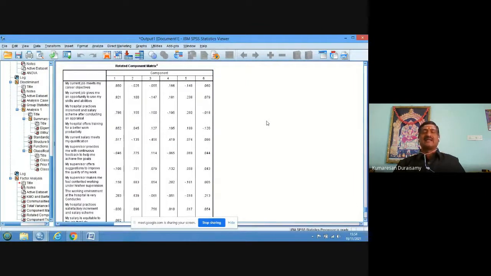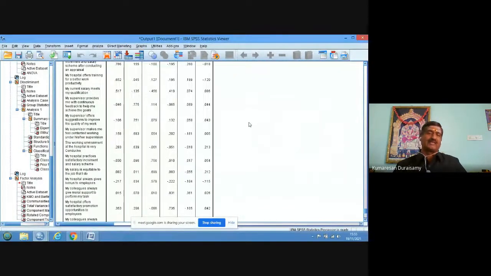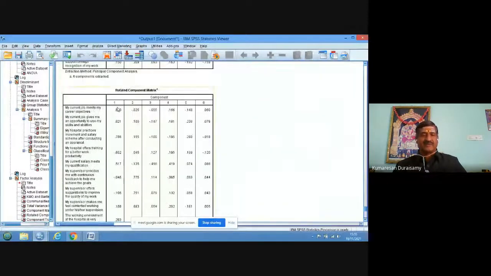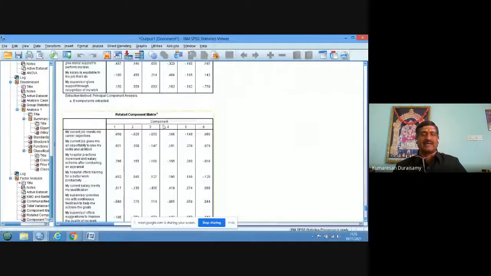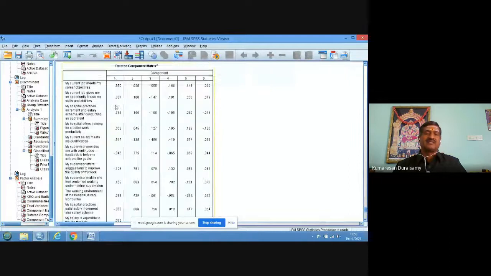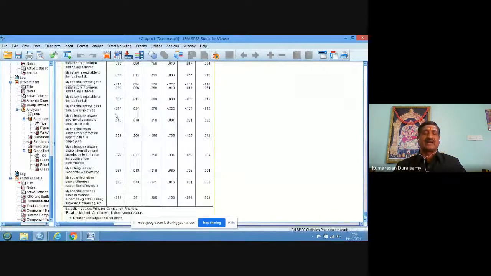We have selected that while saving the scores, I told you to display sort by size. Being a beginner, it will be easy for you to understand. Look at the first column, that is the first component. See, these are the rotated factor loadings.